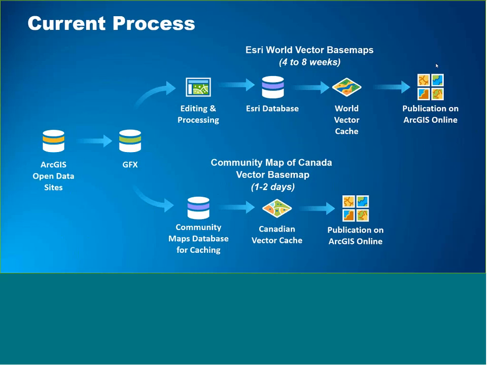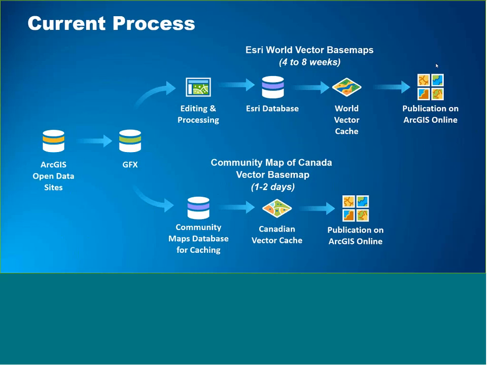So every morning, we take a cut of the data that's in the GFX, the most recent cut, and we use that to generate a map cache. It takes us a little less than 24 hours to generate a map cache. We publish that as our Community Map of Canada vector base map, and that gets published on ArcGIS Online.